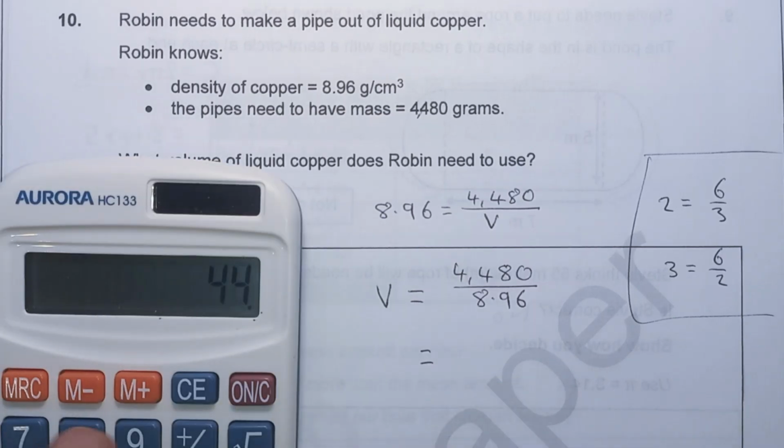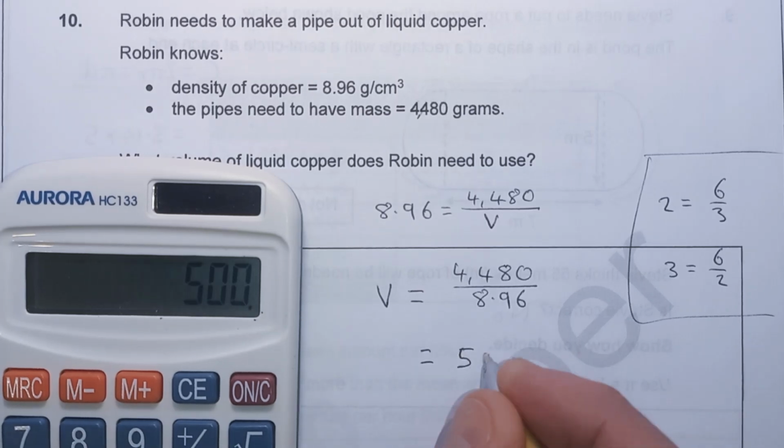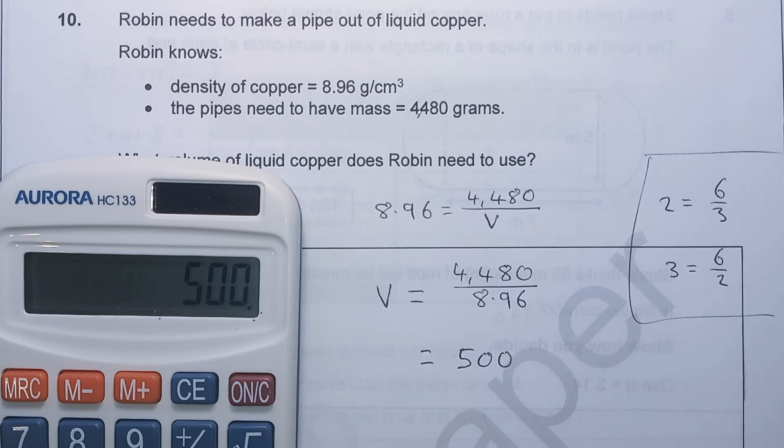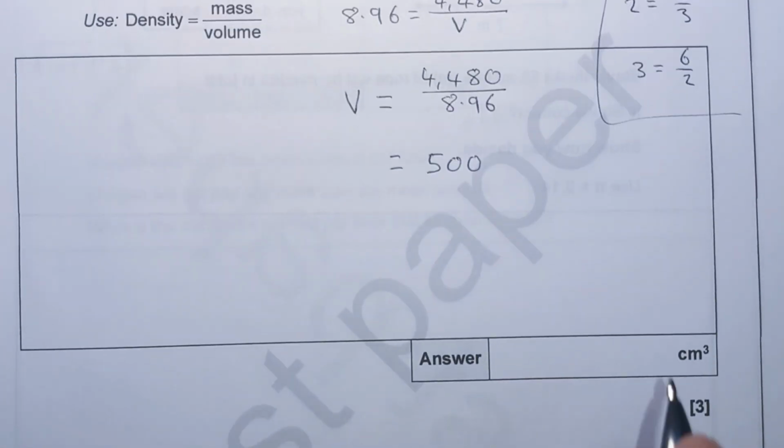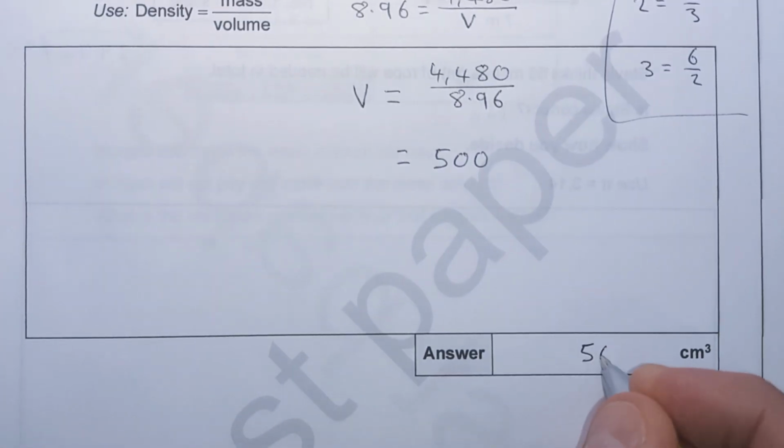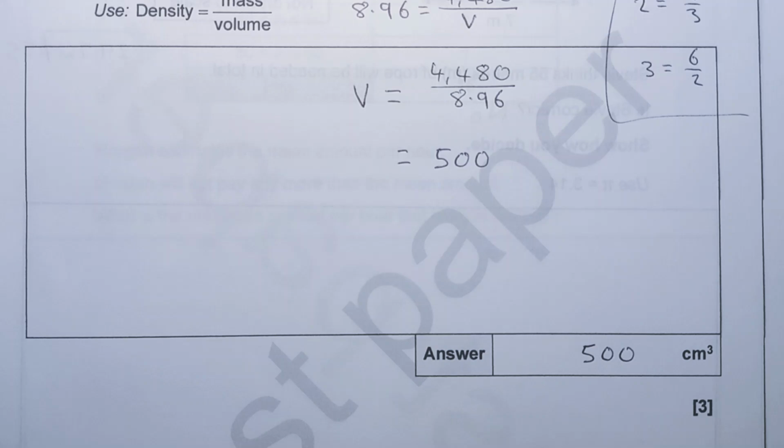Get our calculator. And we get that V equals 500. And they've given us the units already, so 500 centimetres cubed.